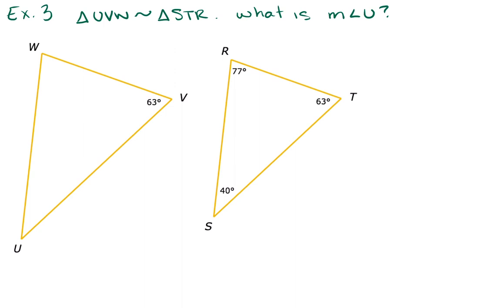Okay, notice here, we are not told what U is. There's no value here. And we can't use the angle sum theorem because we don't know two of these values. So I can't start with 180 and subtract V and W to get back to U. That's not going to work here. So we have to come up with another strategy.